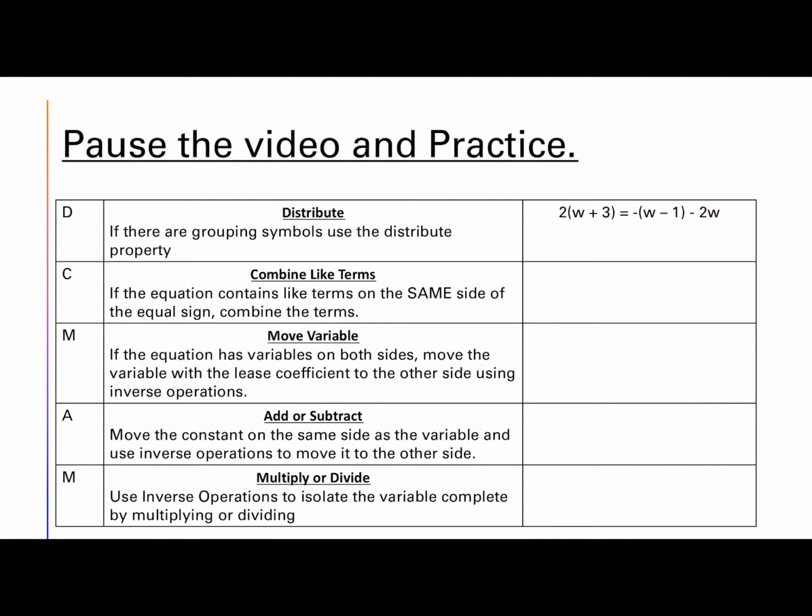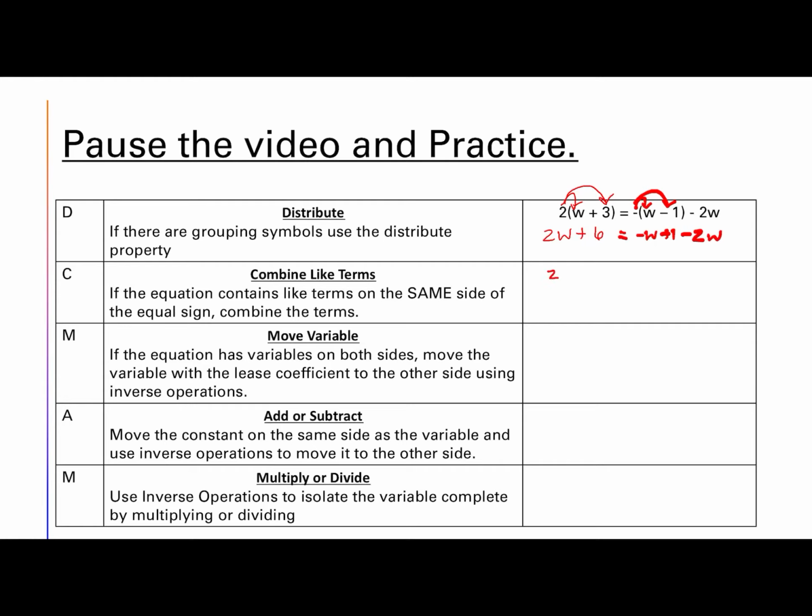So again, we're going to distribute our 2. So I've got 2w plus 6. Now, if you notice on this side, there's this negative sign that we have to distribute. So we're just going to distribute this negative sign in there. Technically, it's a negative 1. So I've got negative w, and again, distribute over here, and this negative times this negative is a positive, so I've got plus 1 and then minus 2w.